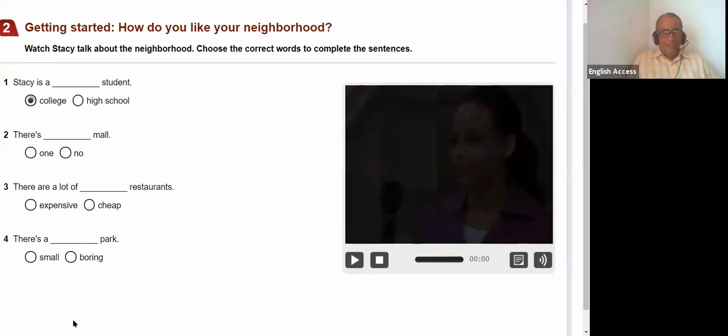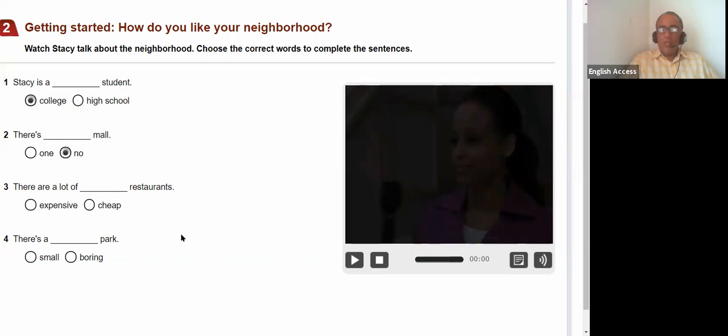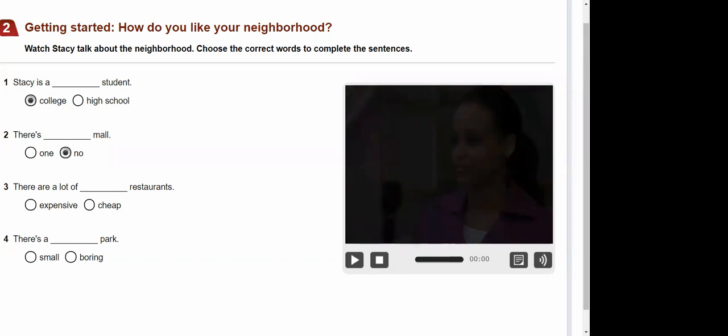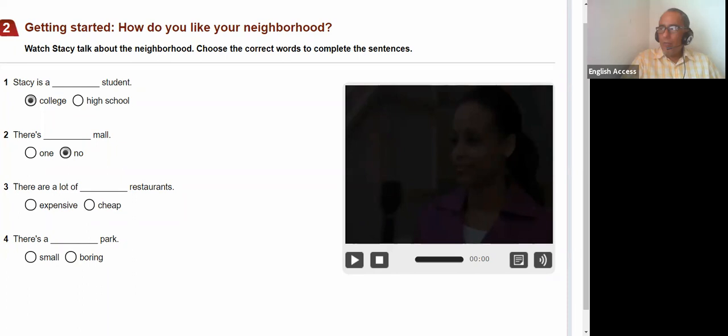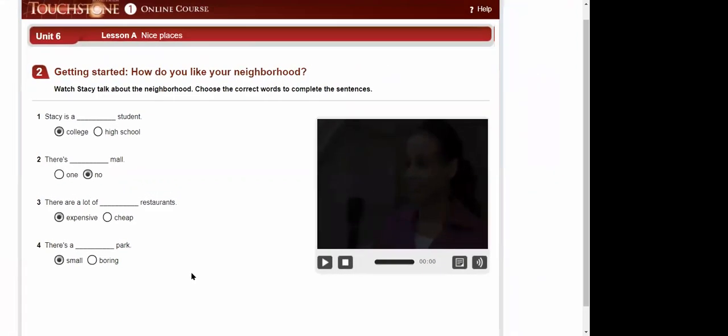Okay, so Stacy's a college student. What about number 2? There's mall. No. There's no mall. Number 3? Expensive. Expensive what? Restaurant. Expensive restaurants. Yes. A lot of expensive restaurants, she says. And finally, number 4, there's a small park. Yes.